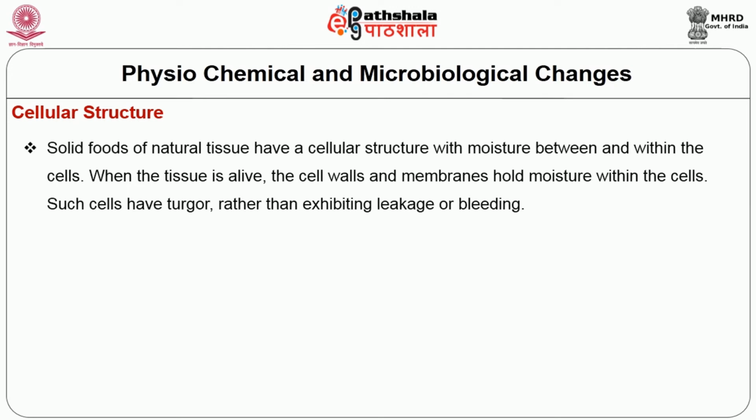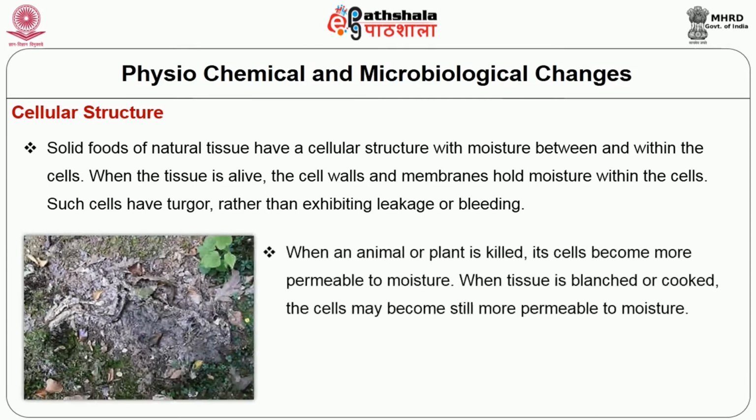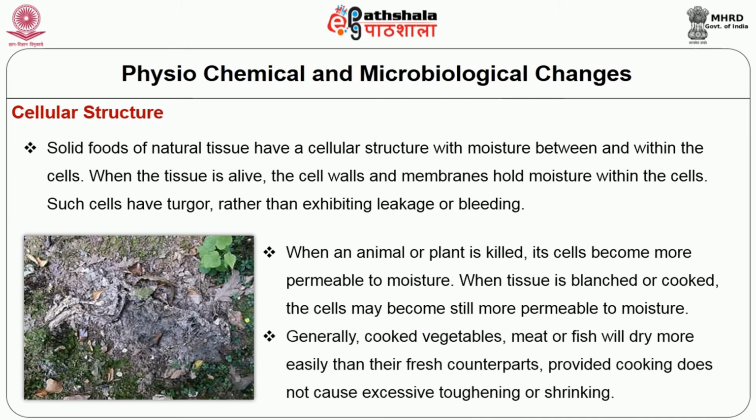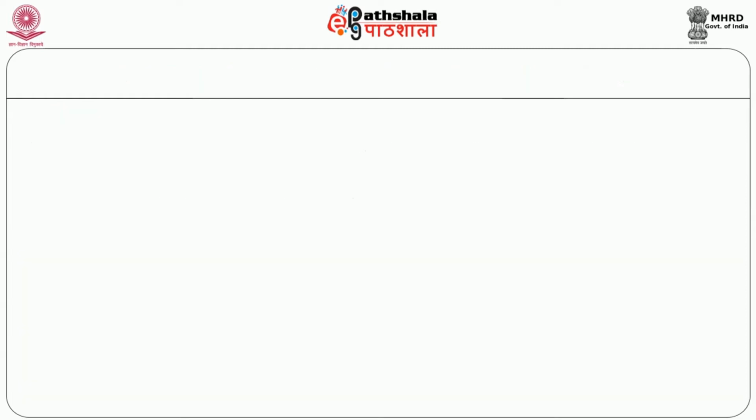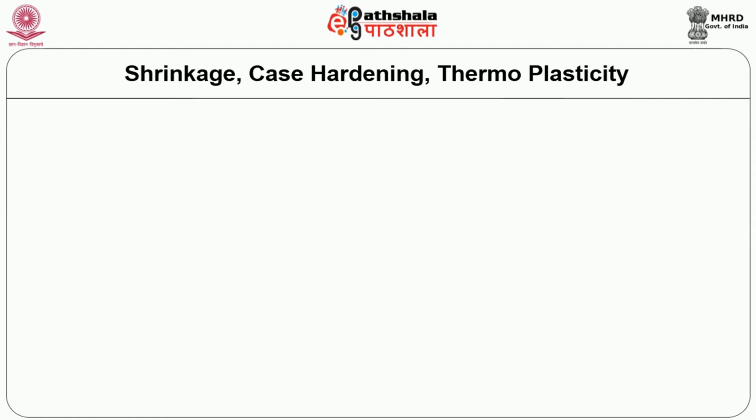Solid foods of natural tissues have cellular structure with moisture within the cells. When the tissue is alive, the cell walls and membranes hold moisture within the cells. Such cells have turgor rather than exhibiting leakage or bleeding. When the tissue is blanched or cooked, the cells may become more permeable to moisture. Generally, cooked vegetables, meat or fish will dry more easily than their fresh counterparts, providing cooking does not cause excessive toughening or shrinking. Next we will see about changes in shrinkage, case hardening and thermoplasticity.